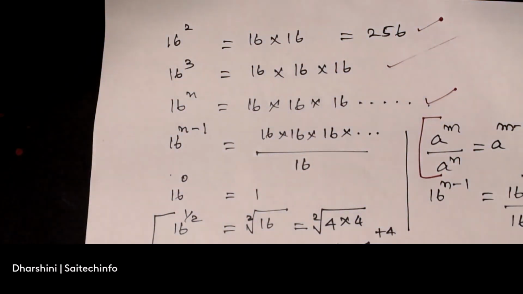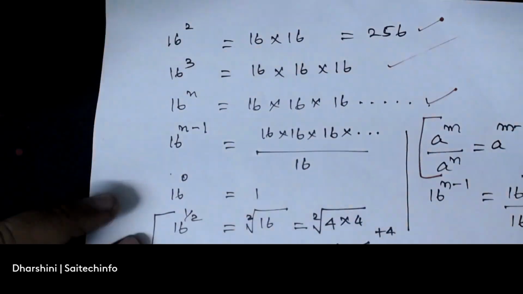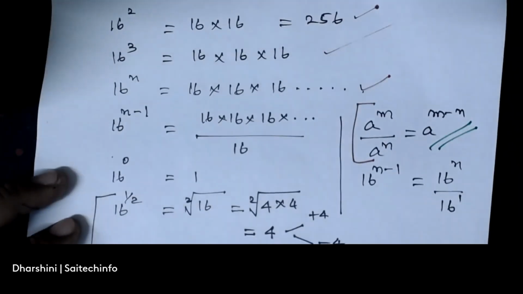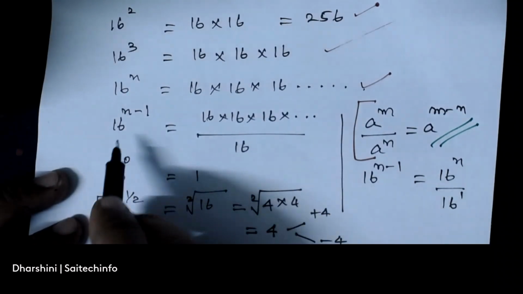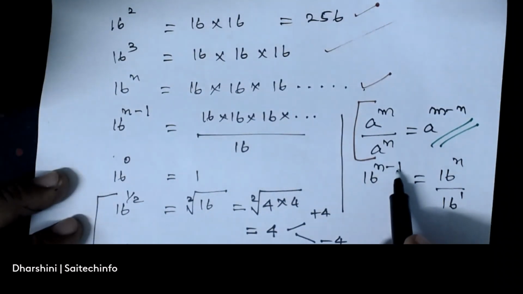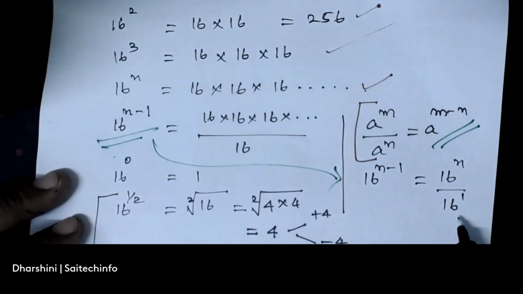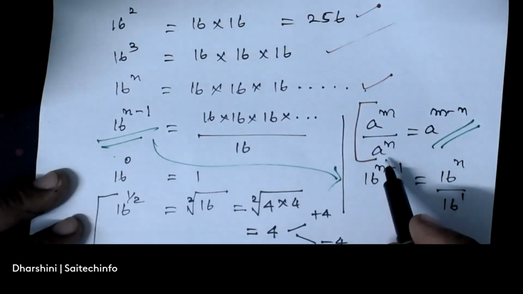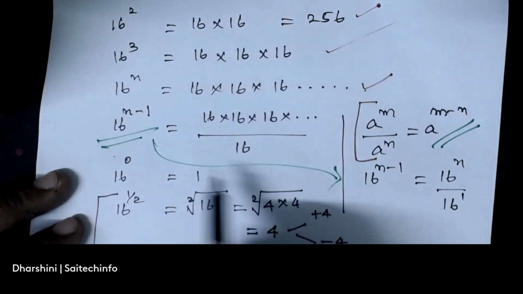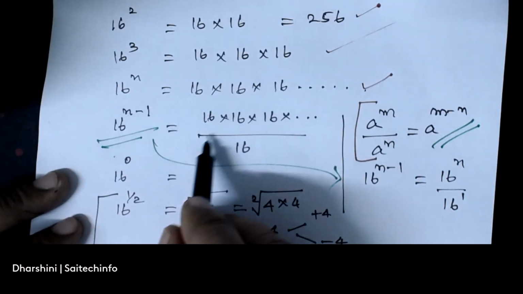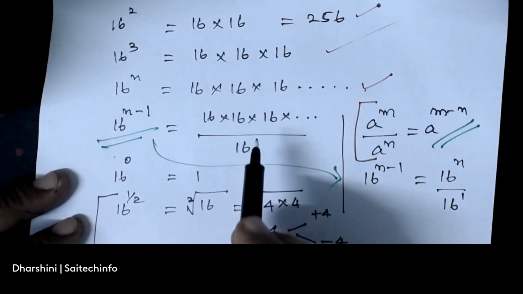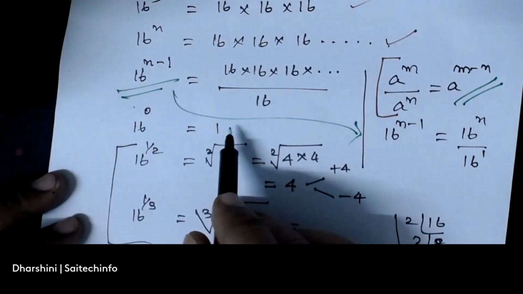That is, a power m divided by a power n is equal to a power m minus n. So we can indicate this one. In that case, 16 power n minus 1 is nothing but 16 power n divided by 16 power 1. So we have applied this quotient formula of radicals, and therefore 16 power n divided by 16, and 16 power 0 is nothing but 1.